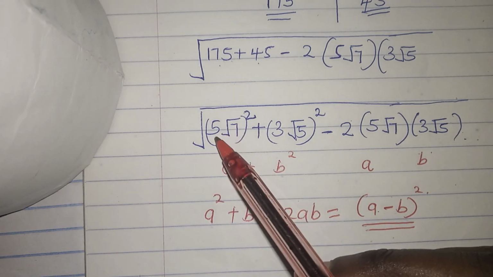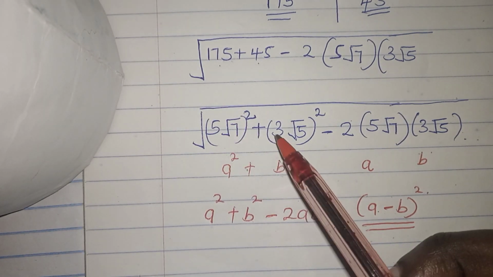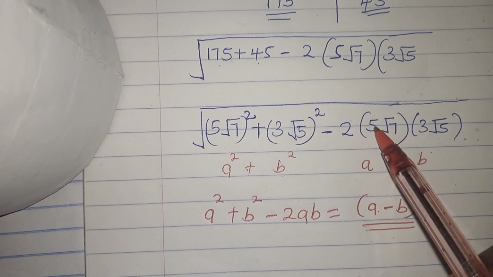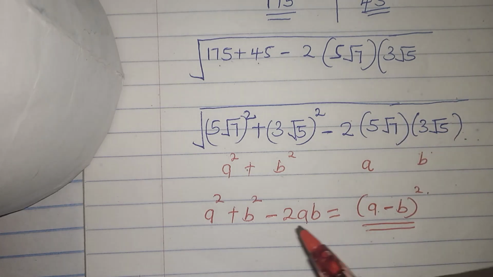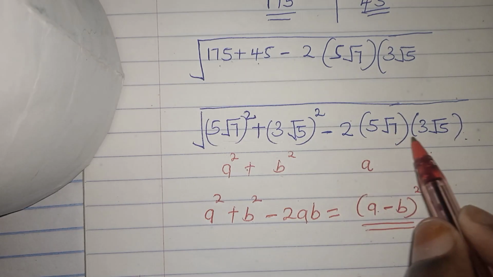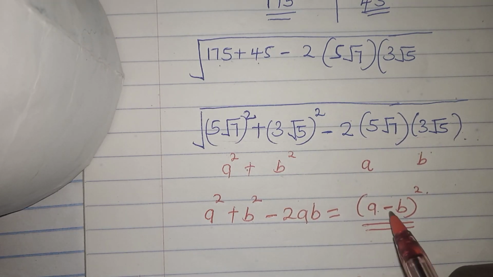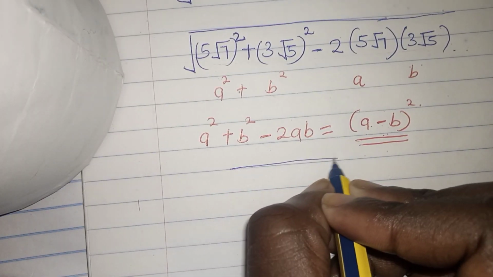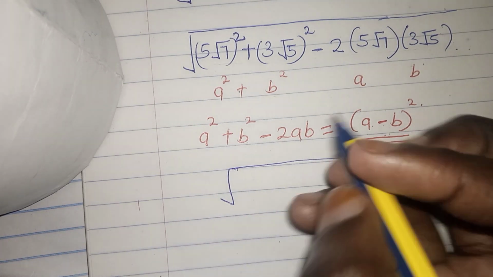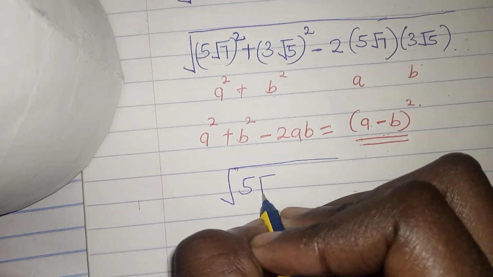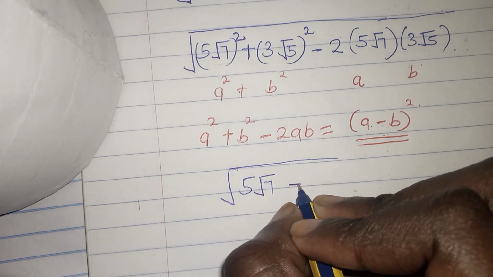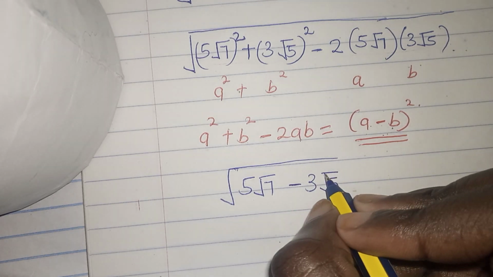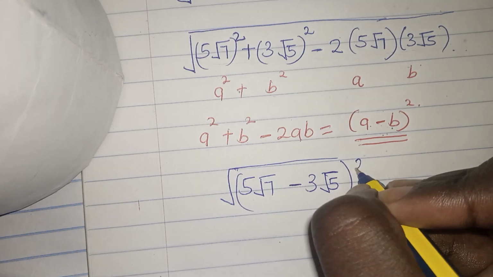So we have our a, which is 5 root 7. We have our b here, which is 3 root 5 minus 2. We have our a 5 root 7 and our b 3 root 5. So we can write these figures here in this form, a minus b squared. So therefore we will write, let us write our a, which is 5 root 7 minus our b here, which is 3 root 5 squared, right? We are squaring.